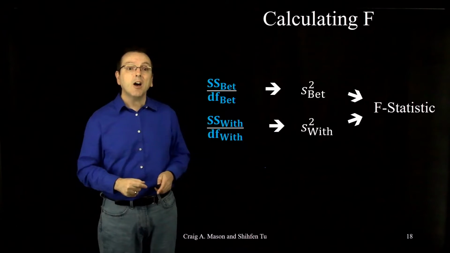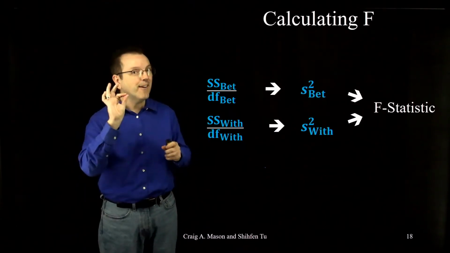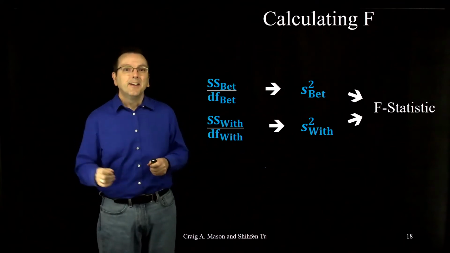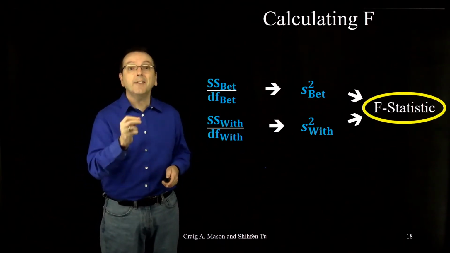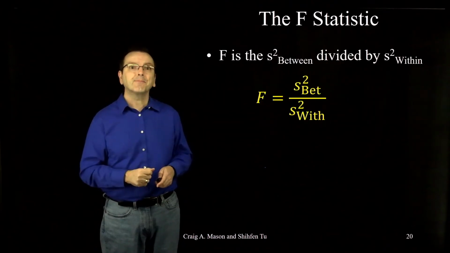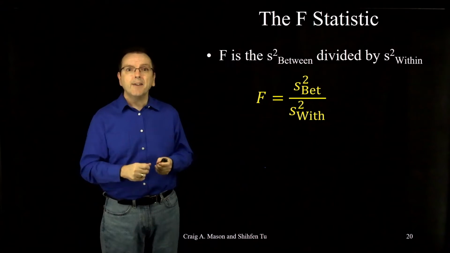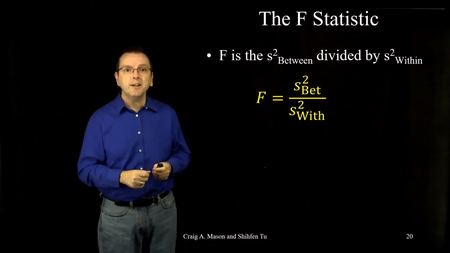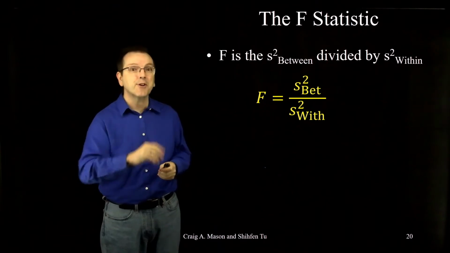So that gives us our variance between and our variance within. We are almost there. We now use those two variances to calculate our F statistic, okay? And that's easy at this point. F is just the variance between divided by the variance within. You can't get much more straightforward than that.